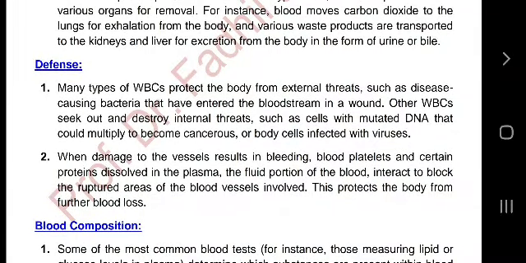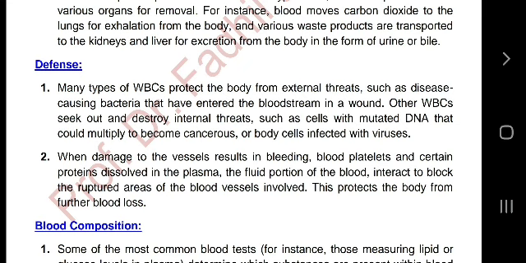When damage to the vessel results in bleeding, blood platelet and certain protein dissolved in the plasma, the fluid portion of the blood, interact to block the ruptured area of the blood vessel involved. This protects the body from further blood loss.